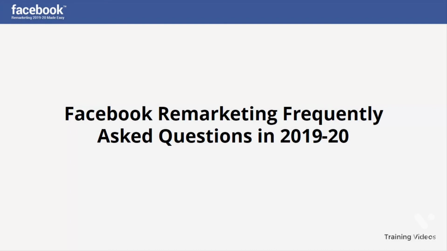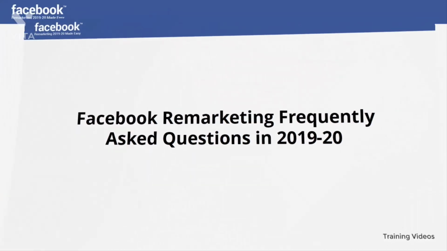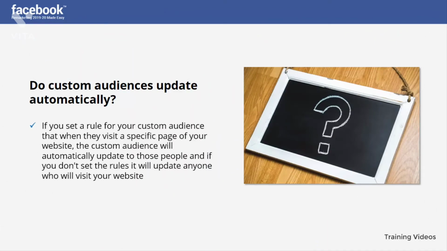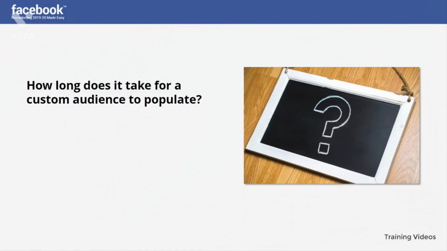Facebook remarketing frequently asked questions in 2019 and 2020. Do custom audiences update automatically? If you set a rule for your custom audience that when they visit a specific page of your website, the custom audience will automatically update to those people, and if you don't set the rules, it will update anyone who will visit your website.